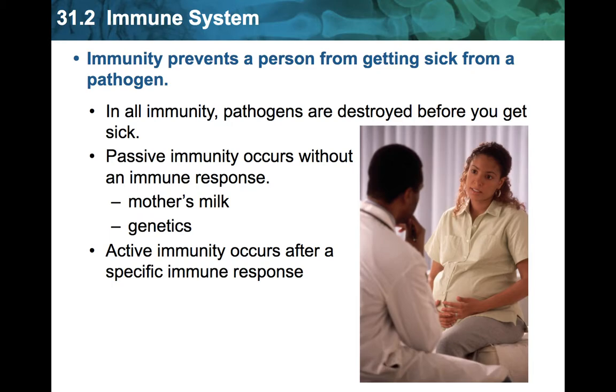Active immunity, however, occurs after a specific immune response. So if you get sick, you're probably not going to get that same sickness later on because your body has built up antibodies against it. If you're around someone who has a sickness you've already had, you really can't get it. So no worries there, because your immune system has built up antibodies against it.